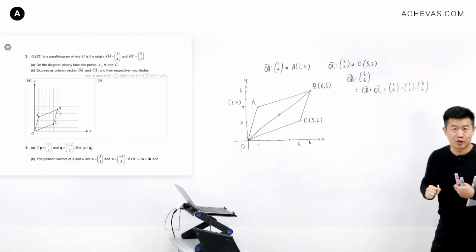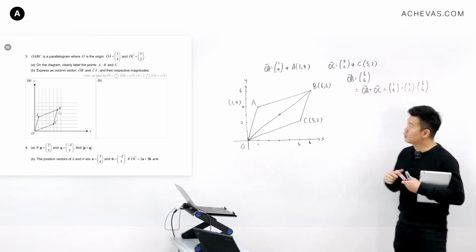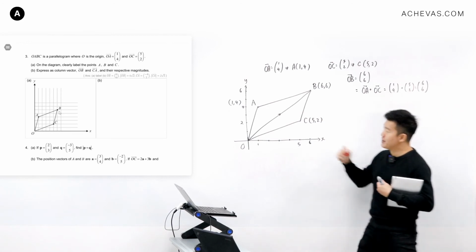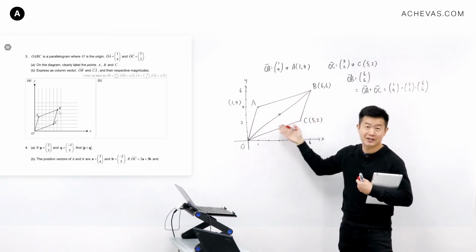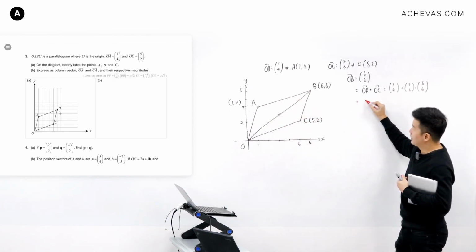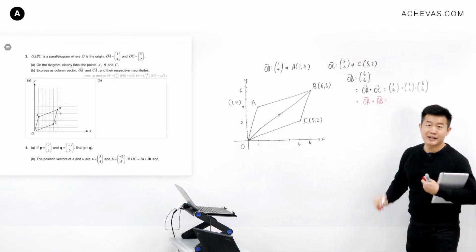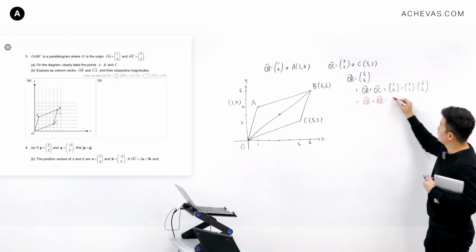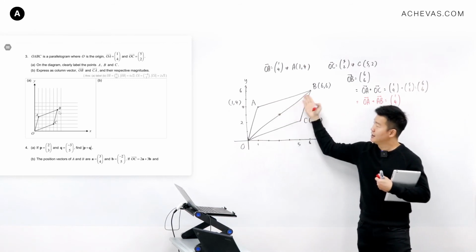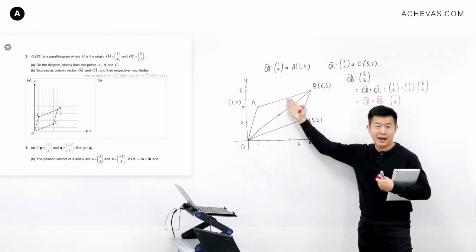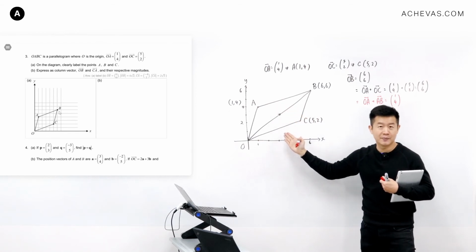But how about the triangle law? Do you think the triangle law will also work for finding OB? If I apply the triangle law to find OB, we can add OA and AB, right? This forms a triangle. So I can do OA plus AB. We know vector OA was given to us as 1, 4. How about AB? Vector AB shares the same direction as OC and the same magnitude as OC. So AB is the same as vector OC.